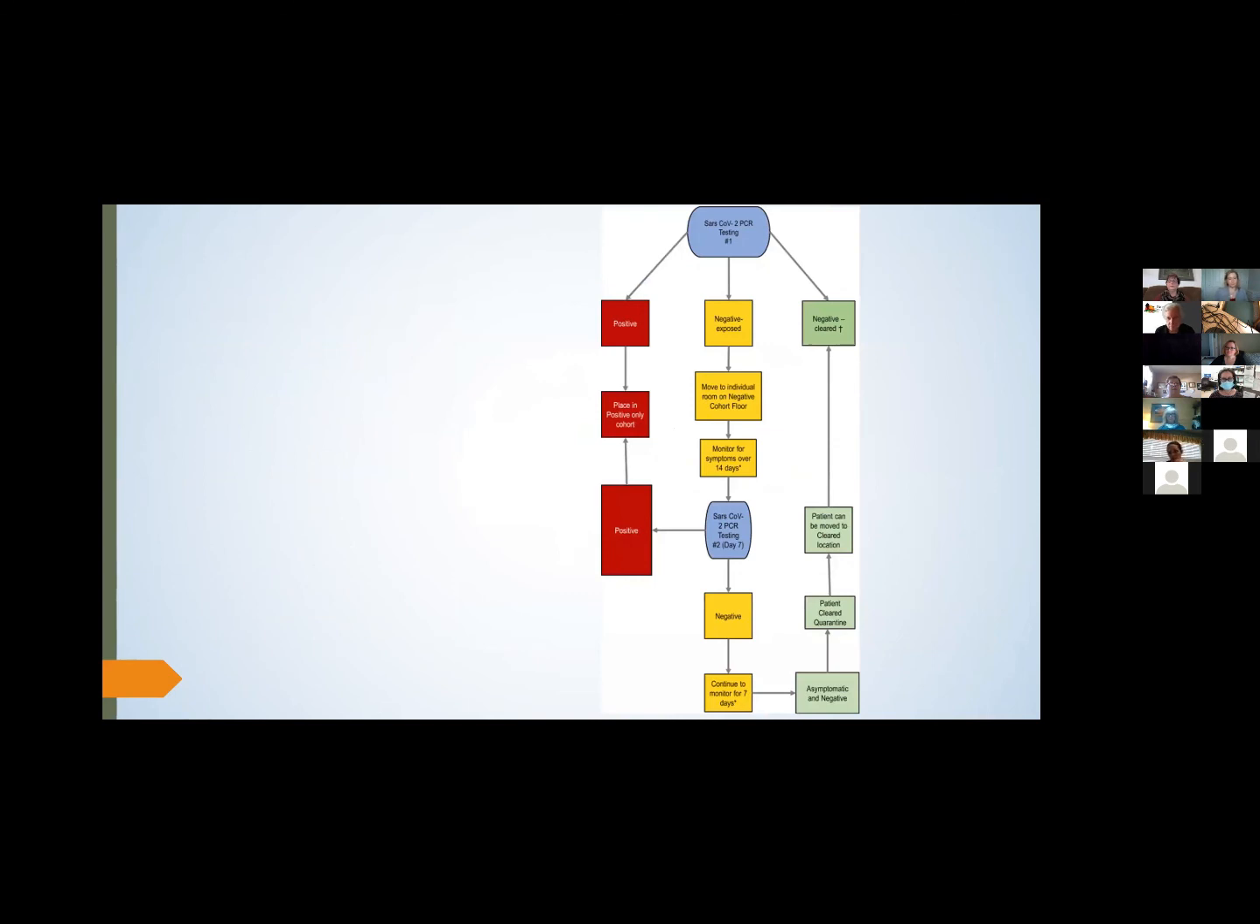Here's just another way to look at how we can cohort people. Basically, if they're positive, they all have to be in the positive area. If they're negative but exposed or symptomatic, then they should be in kind of the observational area and then move to the positive when they become positive. Or if they're negative, they can go back to the negative area, and then there should be the COVID negative area.